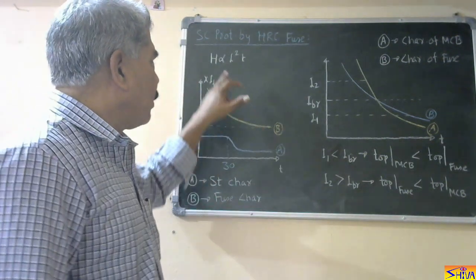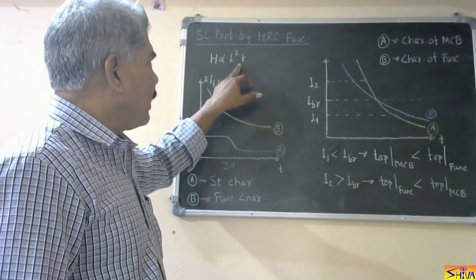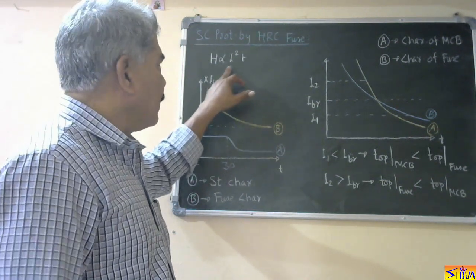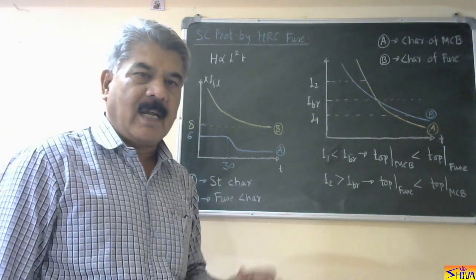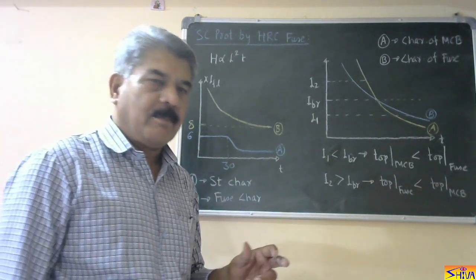Now it melts because heat generated is more. So heating characteristic of the fuse is I square T, where I is the current. Now from this equation, it is clear that the heating characteristic of the fuse also matches the heating characteristic of the machine.